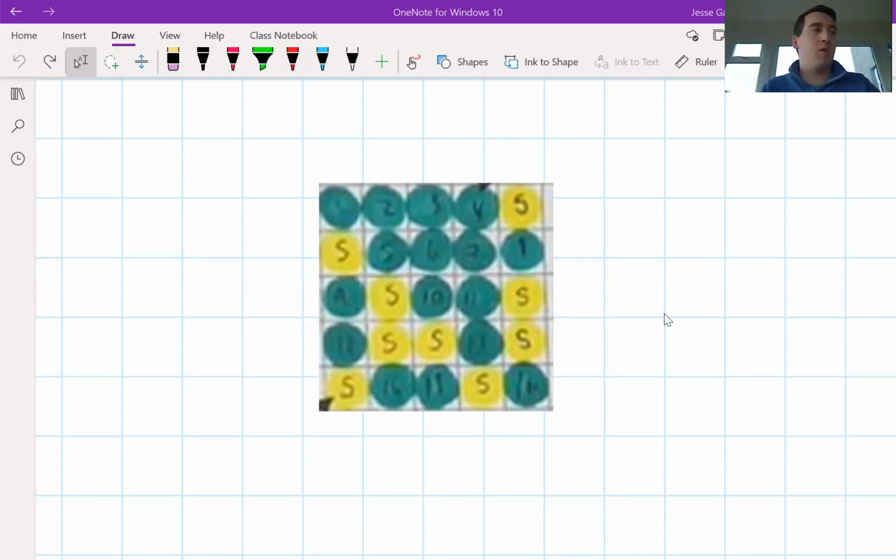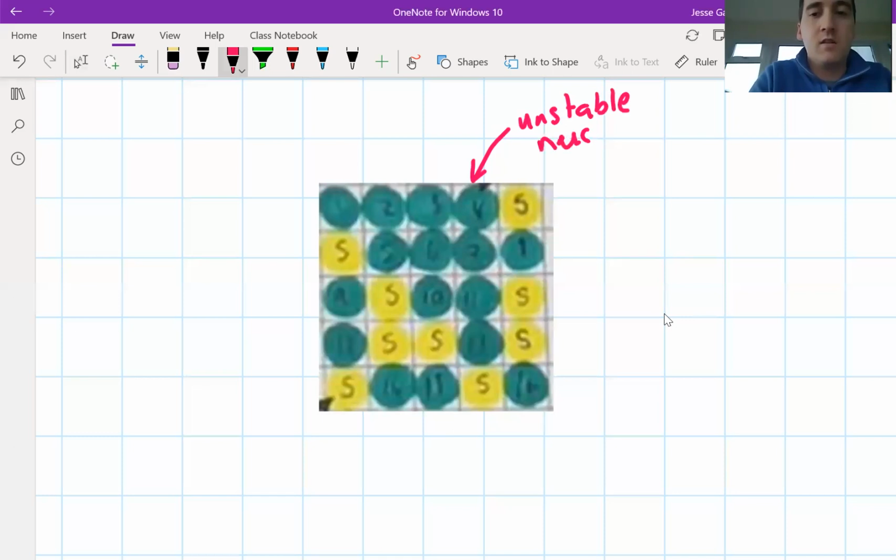In this example we're going to use here, this sample contains 25 atoms altogether. There are 16 unstable atoms, and these are represented by the green ones. So we'll label them. These green atoms here are unstable, so they have an unstable nucleus. And the yellow ones, these have a stable nucleus. These are stable.